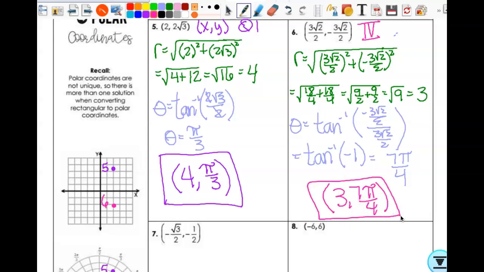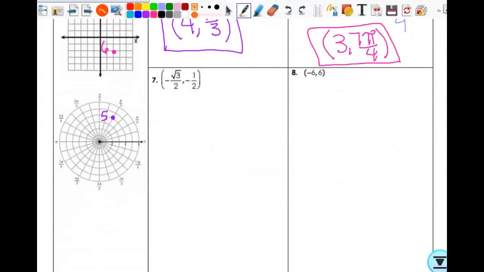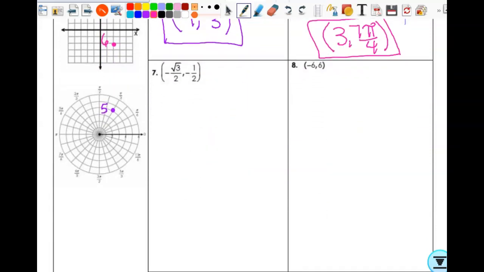Then, of course, there's other ordered pairs that would get me to that same point, right? Like even if I had a negative r, we don't have to worry about any of that, but it's not like the only point, but that is a point. It's the easiest one to come up with. So then we plot this. 3, 7 pi over 4 is about right there. And hopefully this time they actually match better than they did last time. Looks like it. All right, we good? Yes? Okay.